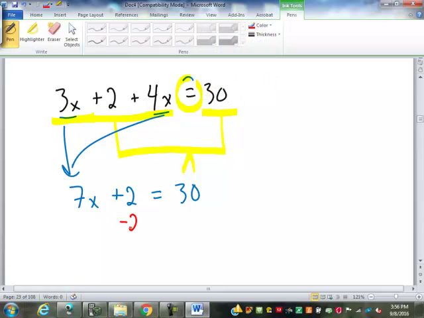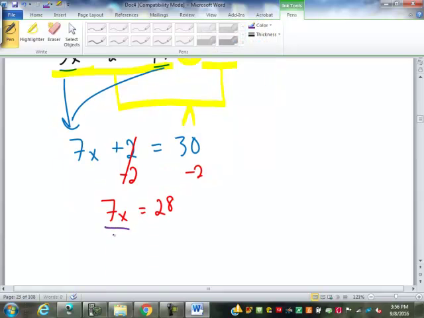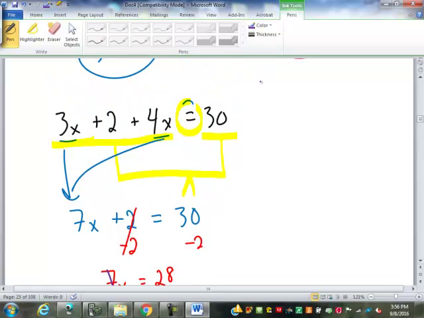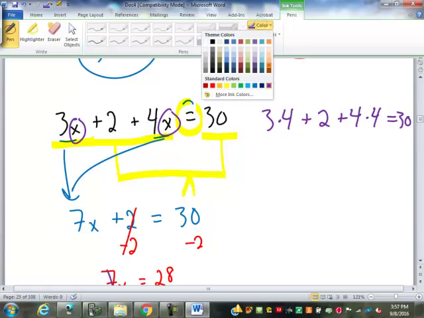So now we subtract 2 just like we would any other equation. 7x equals 28. And finally, divide by 7. X equals 4. Now once again, if we're not sure of that answer, we can go back and rewrite this equation replacing x with 4. So 3x becomes 3 times 4, plus 2 plus 4x becomes 4 times 4. Then we have to check to see if that equals 30.